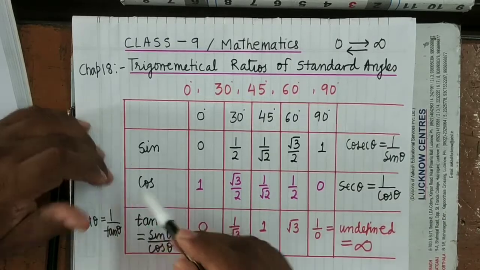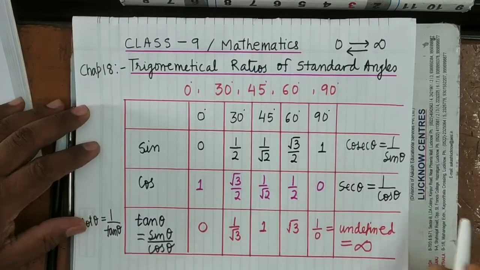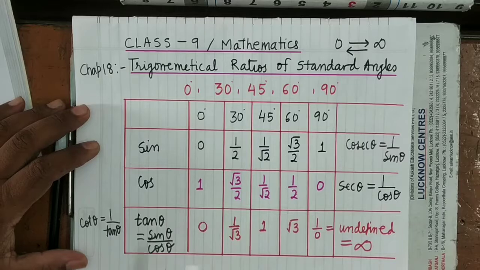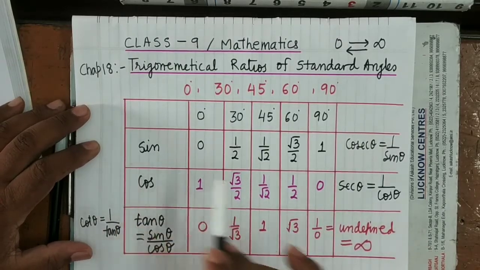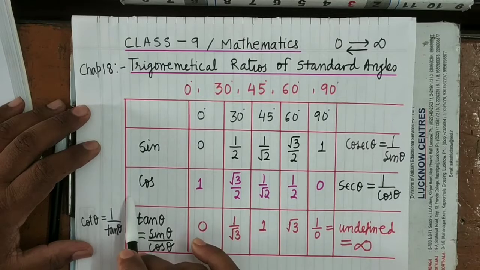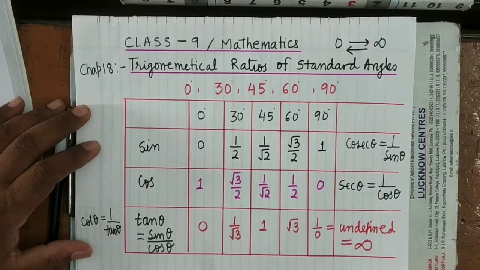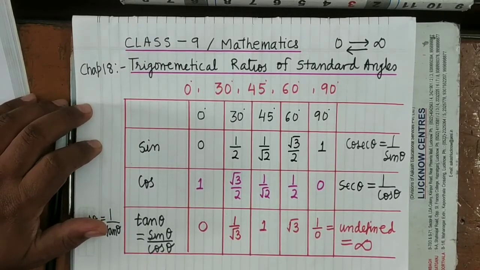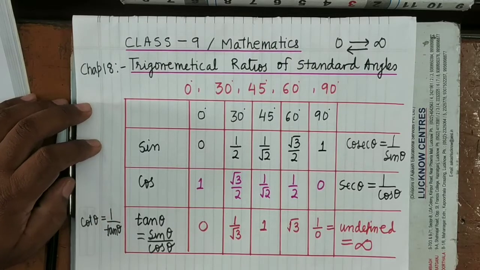Once you have memorized the sine, cos, tan values, automatically you will get the values of cosec, sec and cot. As we know, cosec is the reciprocal of sine, sec is the reciprocal of cos and cot is the reciprocal of tan. So by reciprocating the values you can get the values of cosec, sec and cot.